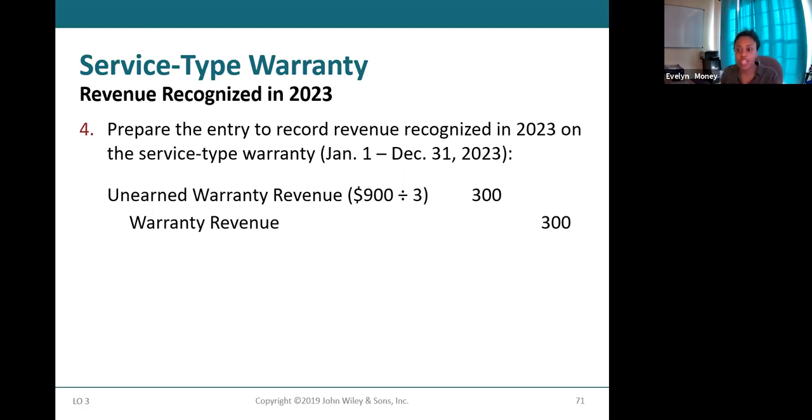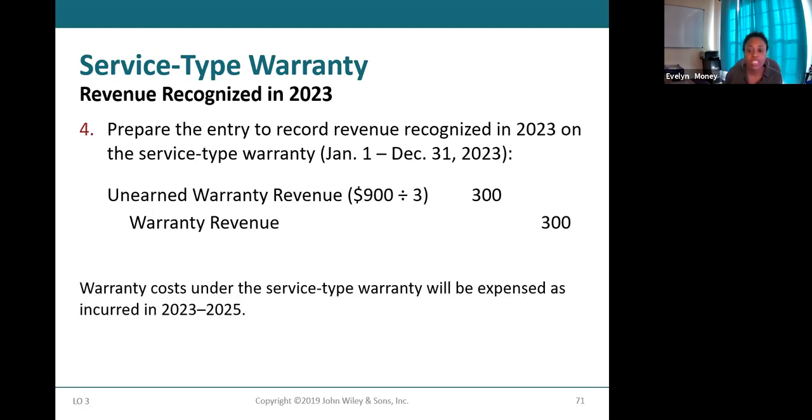We're going to do this same entry in 2024 and 2025, and that's going to take care of all 3 years. So we slowly recognize our revenue. Any warranty costs that happen as a result of this service type warranty, we just expense them. I know I'm not violating the matching principle because every year I'm recording that warranty revenue.